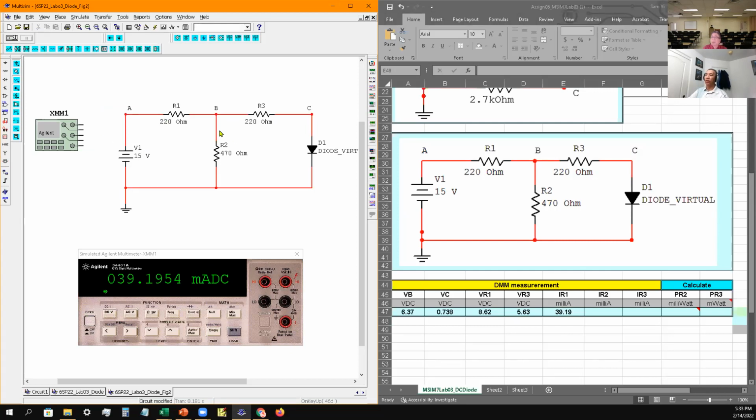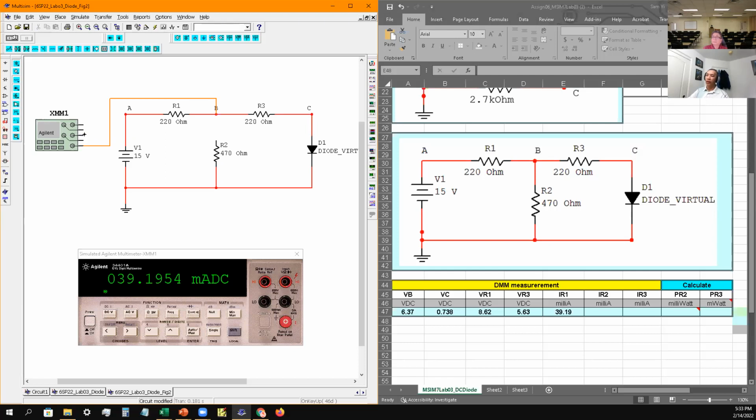IR2, same thing. Disconnect this one, reconnect this one. IR2 is going down this way, so I can disconnect right here or right here. I usually prefer right on top. So let me see. For current, this one is going to be at point B.